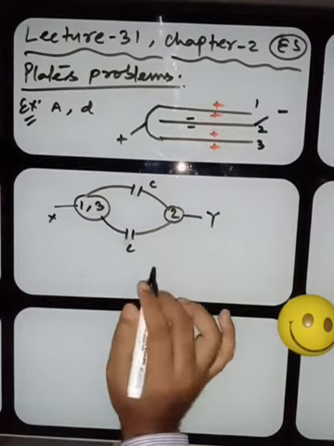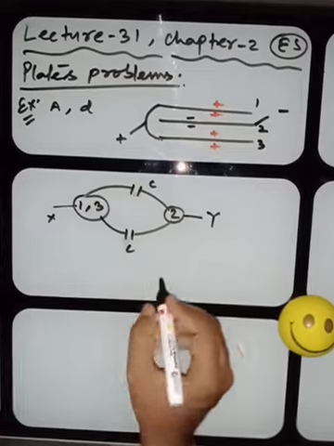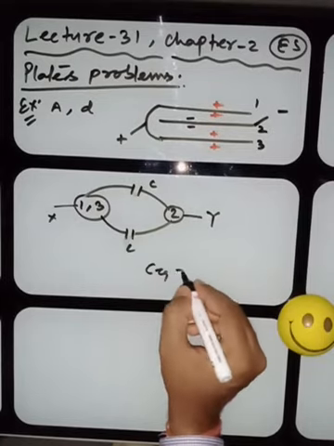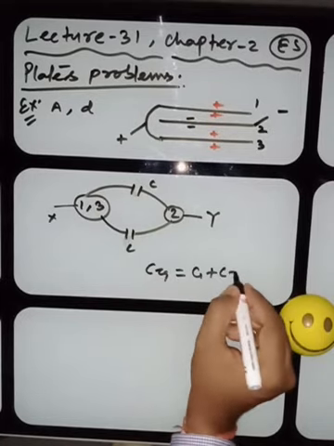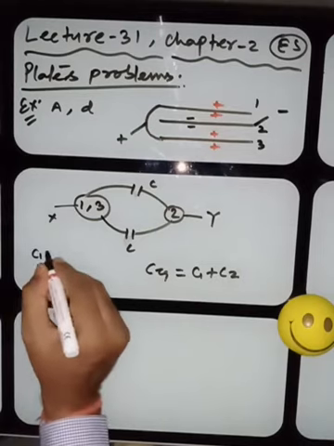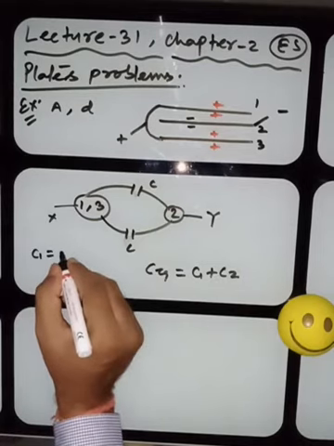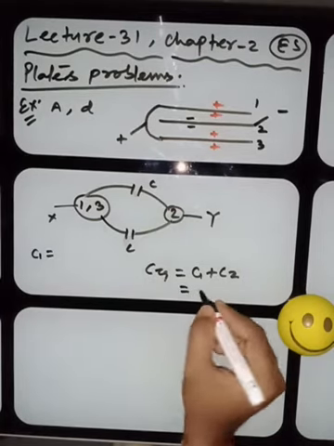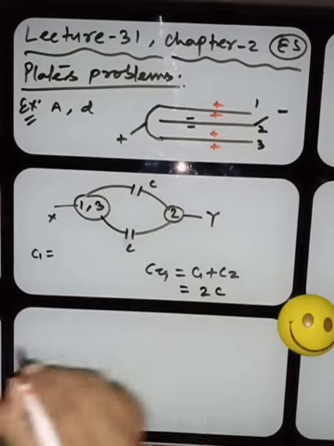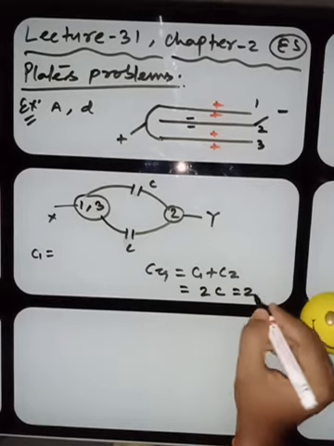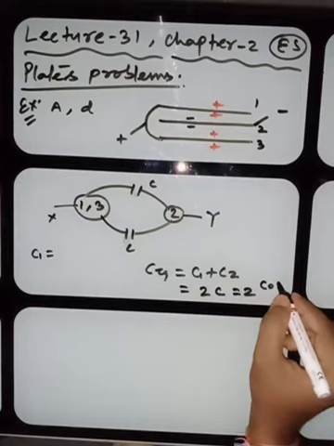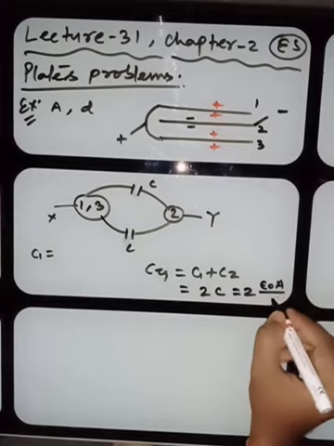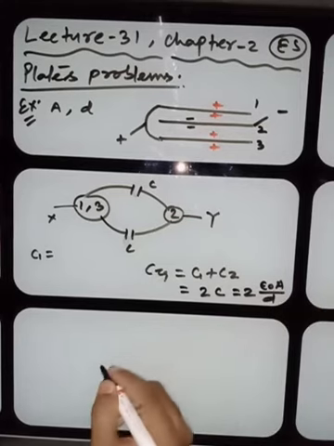Now this is very easy. You can see both are in parallel. So C equivalent will be how much? It is C1 plus C2. C1 and C2 are both identical, that's why it is 2C, and C is what? Twice epsilon naught A by D. So this is the answer.